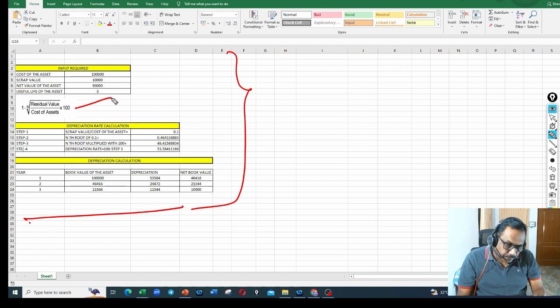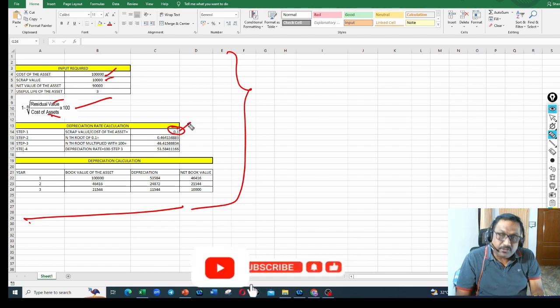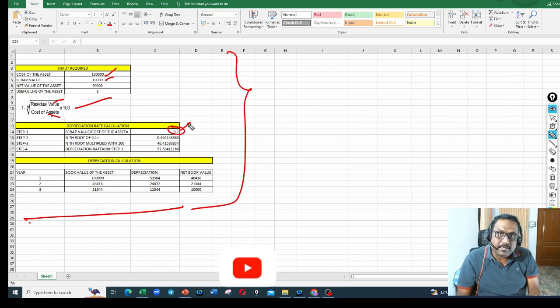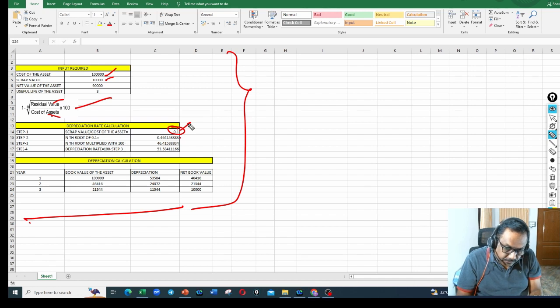So what did we do? Quick glance. Residual value 10,000 divided by cost of asset 1 lakh. If I put that, I got 0.1. And I need to calculate nth root of 0.1. For that, I already showed you in the calculator how to calculate nth root. Once we calculate nth root, we got this value. Then we multiplied with 100. Once it is multiplied with 100, you need to reduce this amount from 100. You got the depreciation rate.